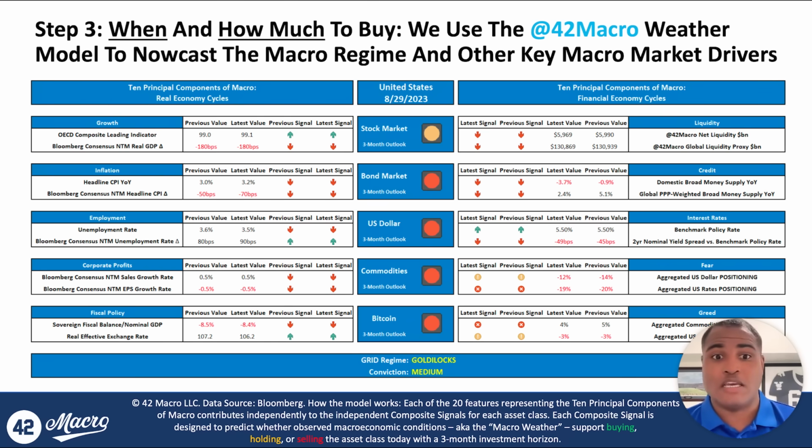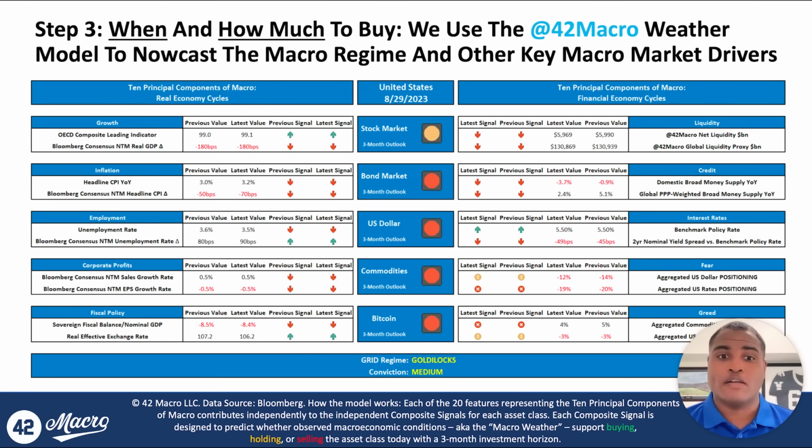You typically don't see a 90 basis point rise in unemployment rate outside of a recession. So that's economist consensus implicitly forecasting a recession there. With respect to corporate profits, the implied sales growth rate is trending lower alongside the implied earnings growth rate. Neither of those numbers is particularly draconian.